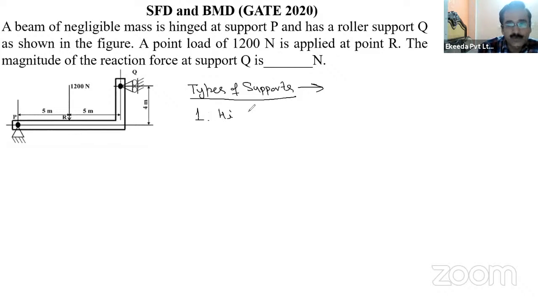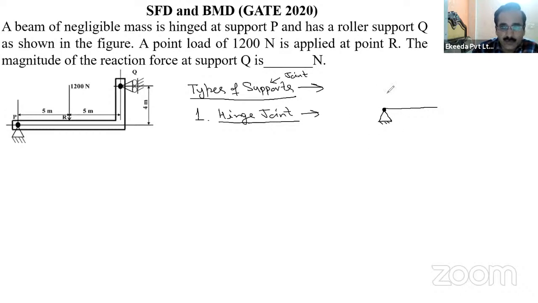the hinge joint. Supports or joint, you can say joint also. Hinge joint, like in our doors and almirahs, a hinge joint is there, right? This is how the hinge joint is shown. It will allow rotation. If this is joint A, you can rotate this beam about joint A, but it is not allowing the horizontal movement of this beam, and it is also not allowing the vertical movement of this beam, right?